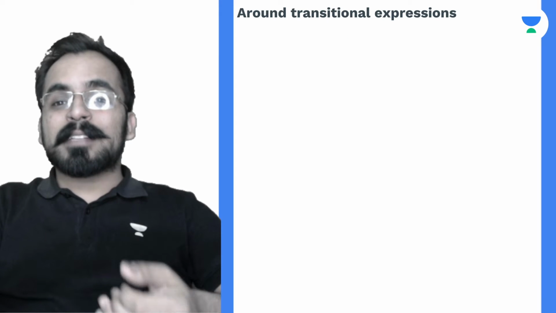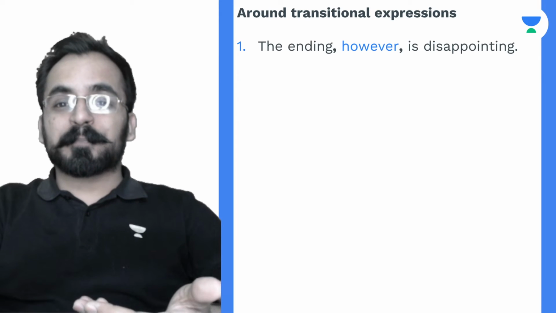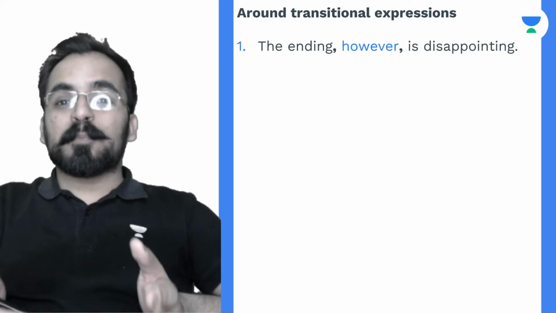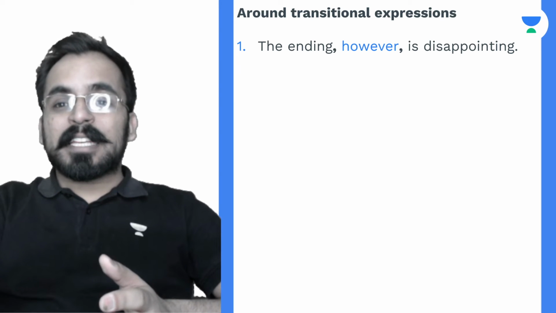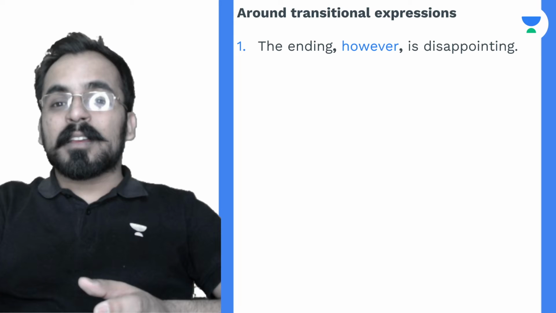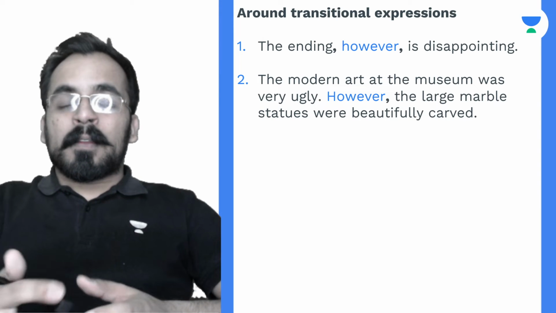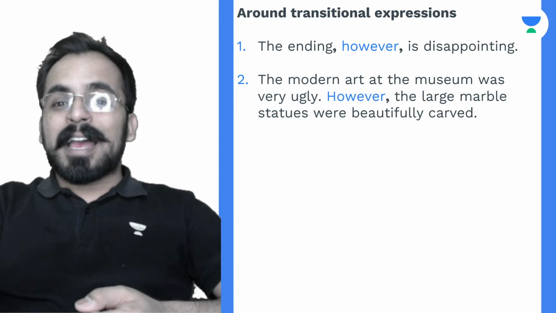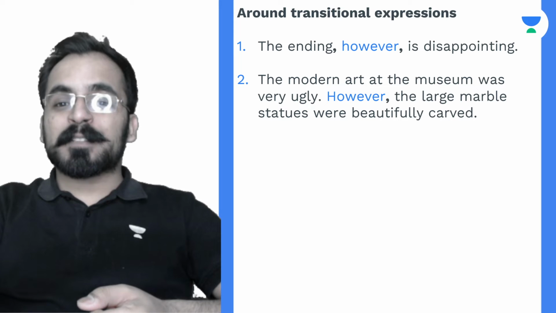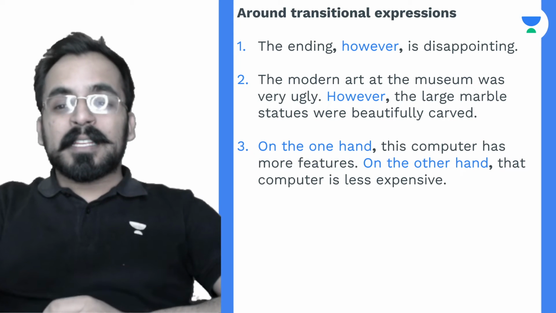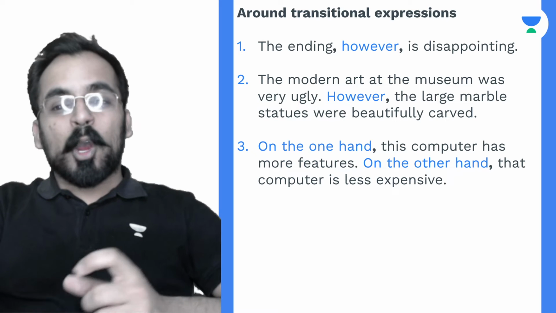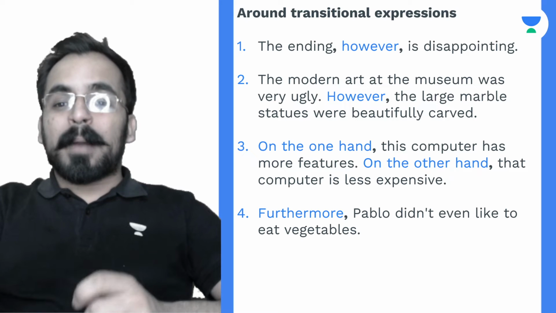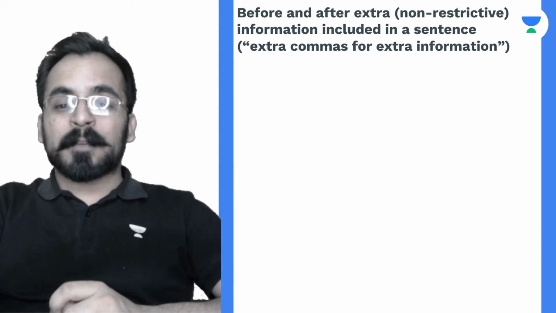Now the next rule is for transitional expressions. We also term them as cohesive devices or transitional words. First example, the ending, however, is disappointing. So transitional expressions are enclosed within commas in the middle. The modern art at the museum was very ugly. However, the large marble statues were beautifully carved. On the one hand, this computer has more features. On the other hand, that computer is less expensive. Furthermore, Pablo didn't even like to eat vegetables.